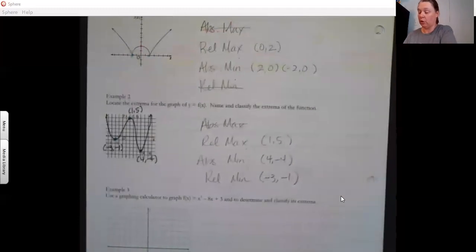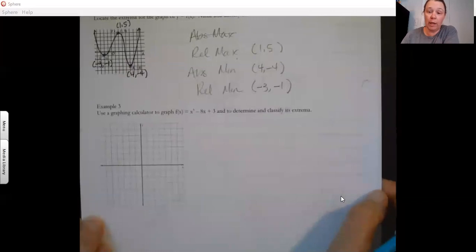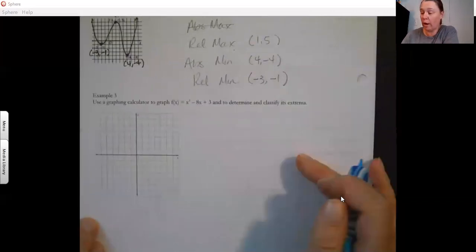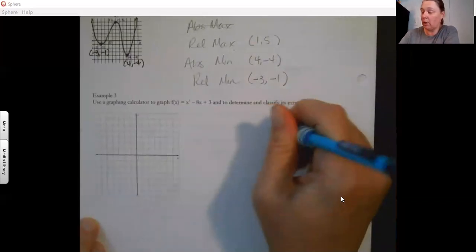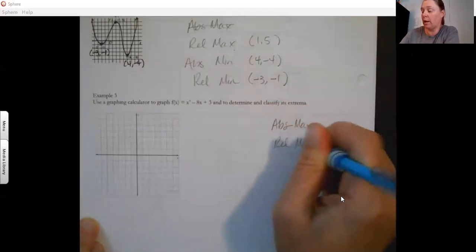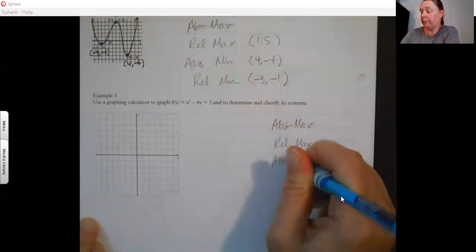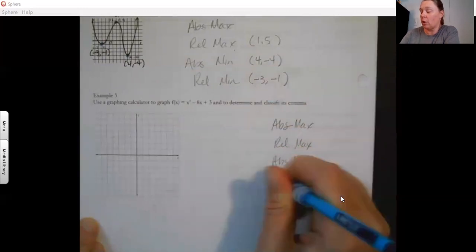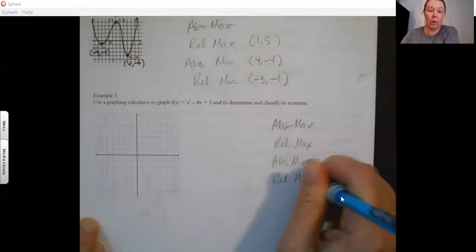All right, now the last one, it says use a graphing calculator to graph this function and to determine and classify the extrema. So first we're going to graph this, and then we'll go through and say, okay, do I have an absolute max? Do I have a relative max? Do I have an absolute min? Do I have a relative min? So first thing you're going to do is graph it.